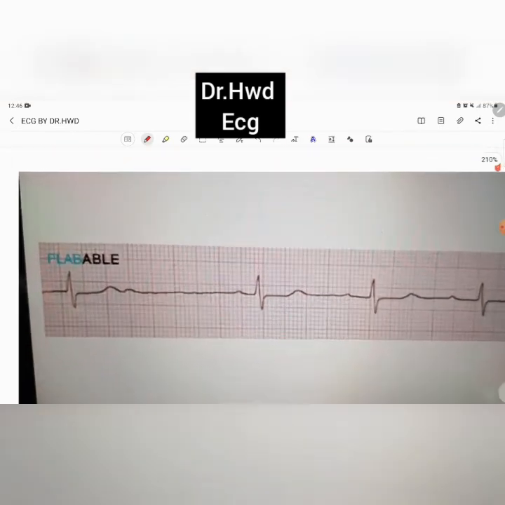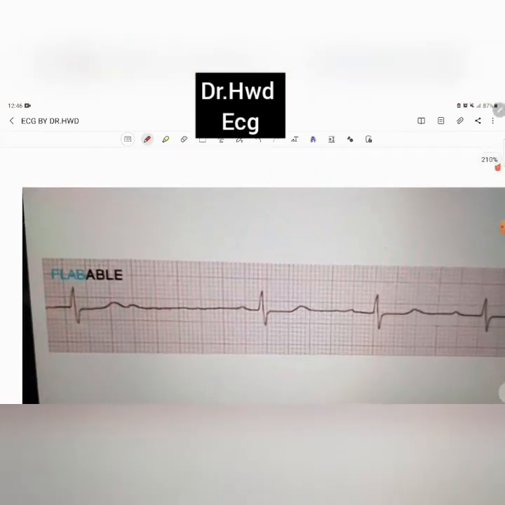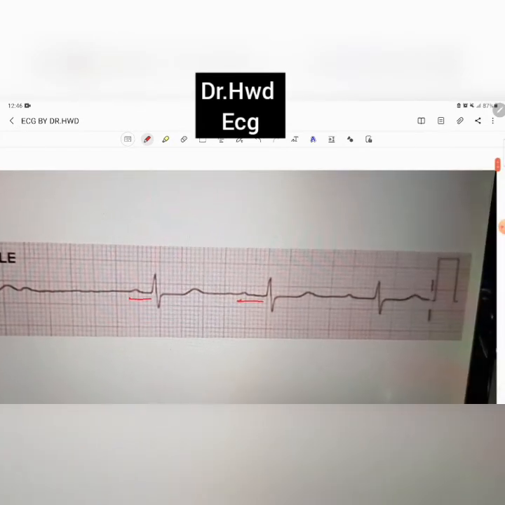Now let's look at this one. Look at the PR interval. It starts from here. This is your P wave. Goes in here. PR interval starts from here, goes in here. What kind of thing is happening? There's a raise in your PR interval. So what is it?